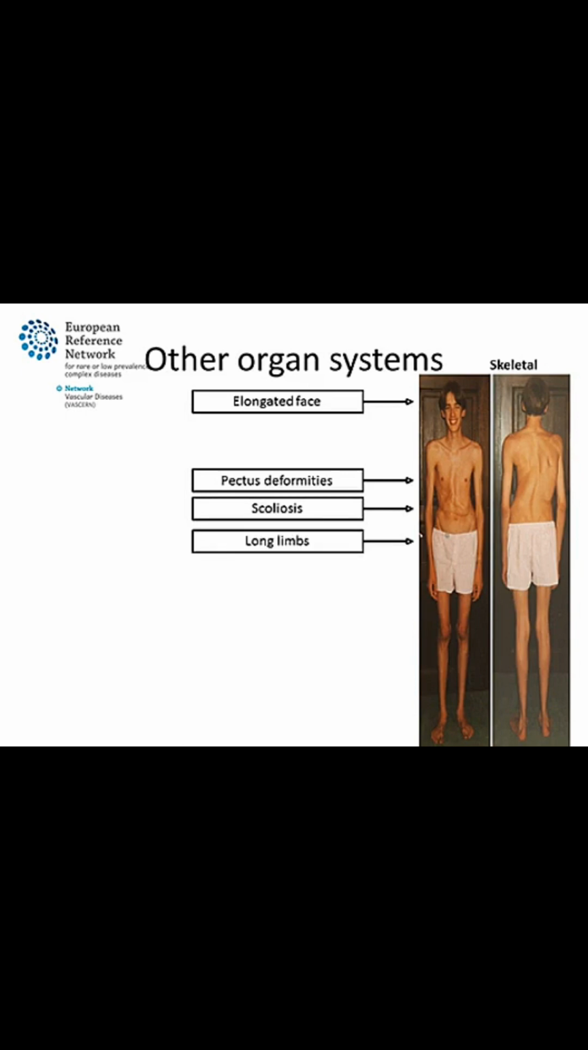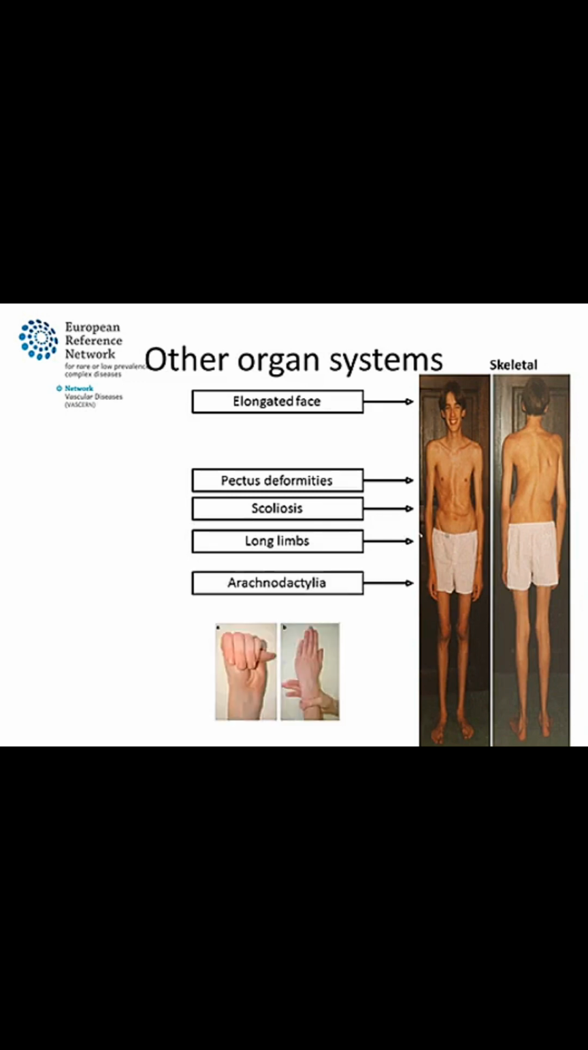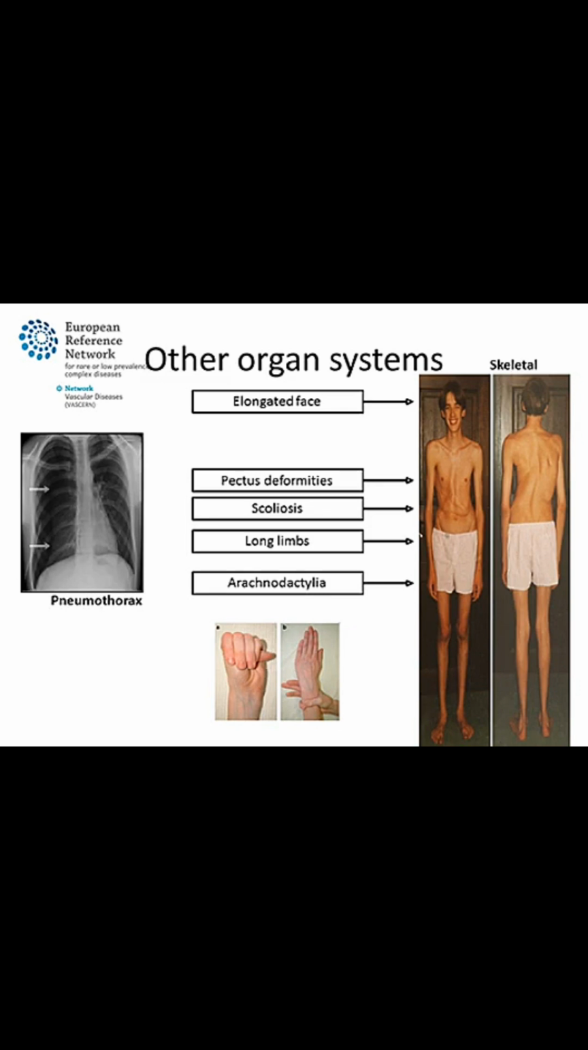Limbs are typically very long in Marfan syndrome patients, leading to an increased arm span. Fingers and toes are elongated, leading to spider-like hands or arachnodactyly. Other manifestations include pneumothorax or striae or stretch marks on the skin, which are typically located at the shoulders or the lower back.